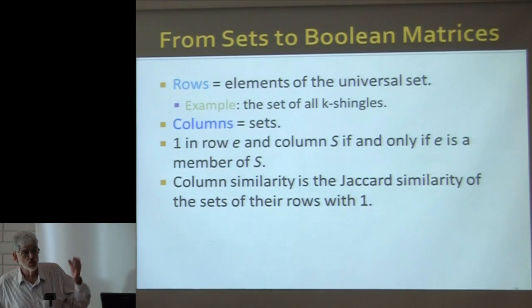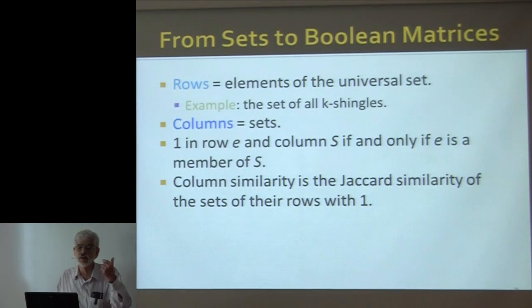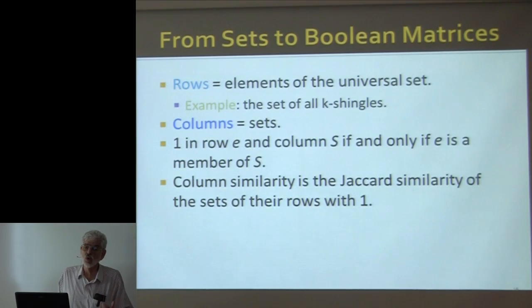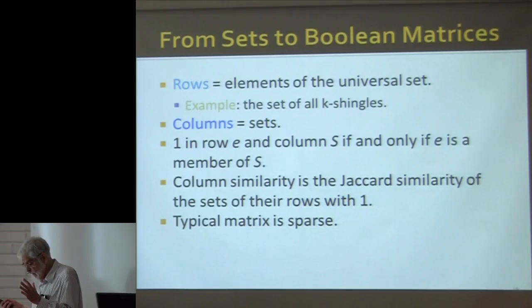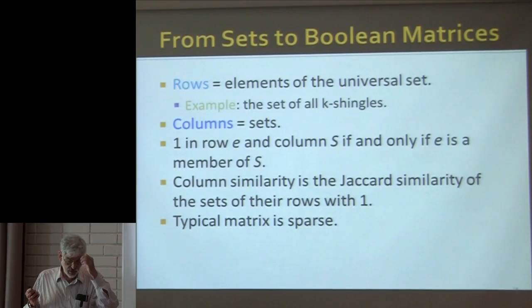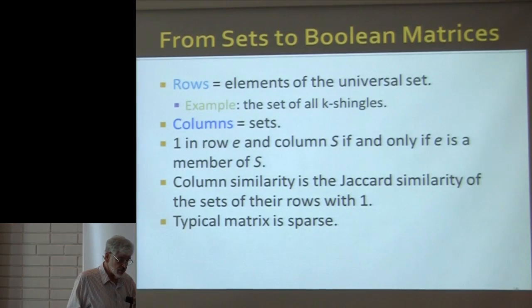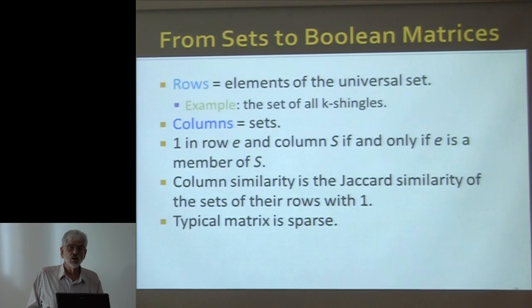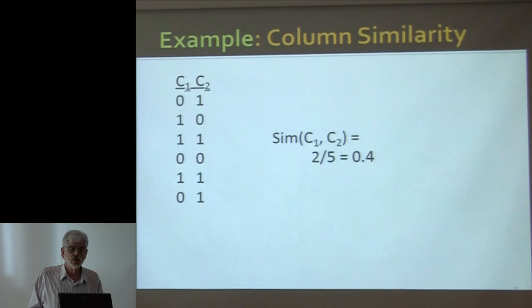And then if I look at two columns, the similarity of columns is really the Jaccard similarity of the sets of rows that have 1s. Remember, since I said we want to make sure that you don't have too many, that the chances of any particular shingle appearing in the set for a document is kind of small. What this means is the matrix is sparse. It's mostly zeros.